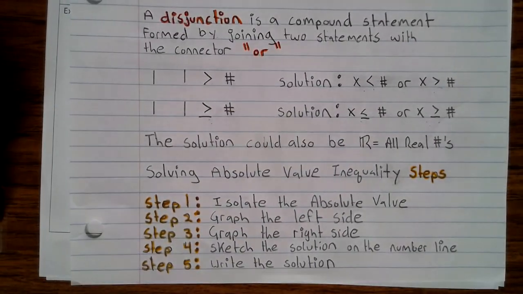All right, solving absolute value inequality steps. Step 1, isolate the absolute value. Step 2, graph the left side. Step 3, graph the right side. Step 4, sketch the solution on the number line. And step 5, write the solution. You would update your notes. All right, now your notes are updated.